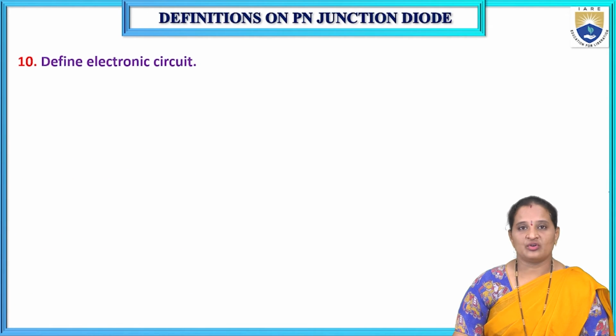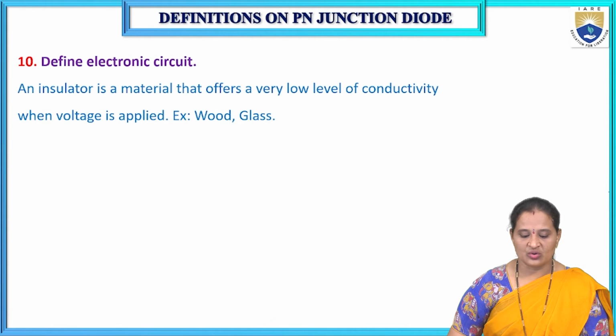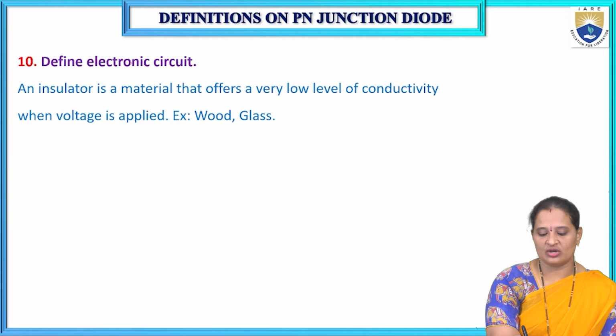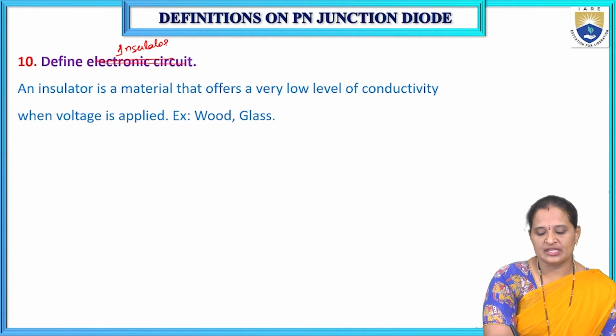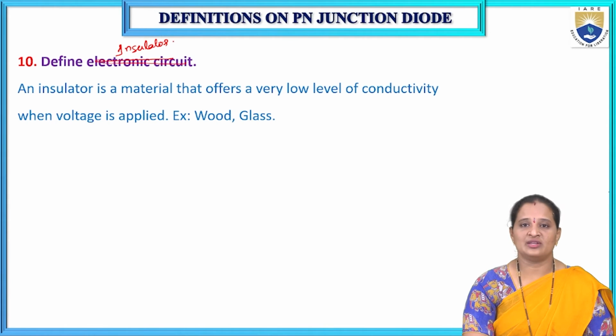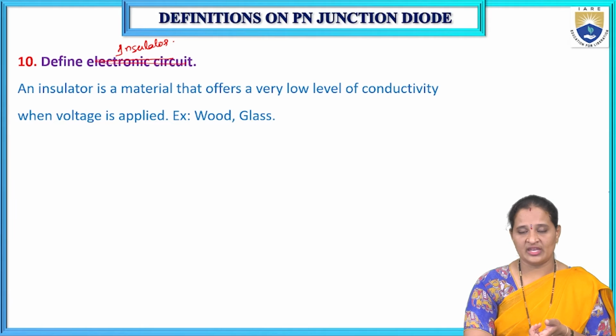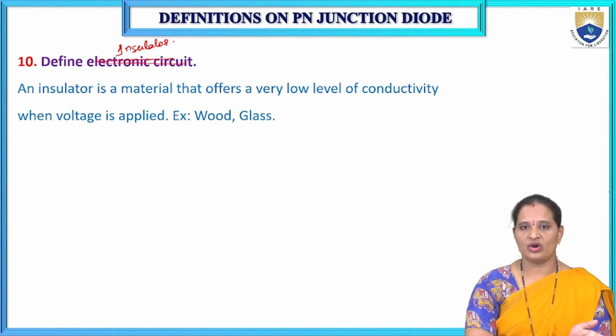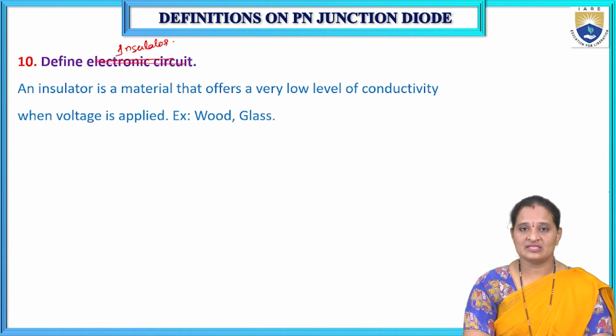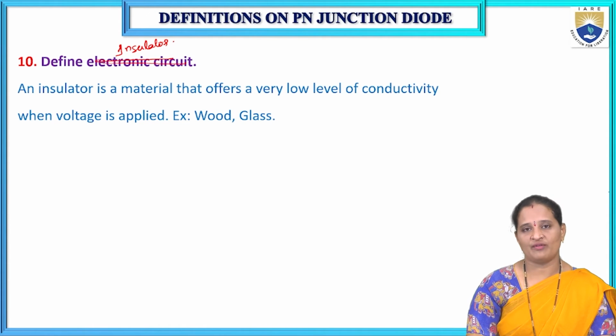Now coming to the insulator. Define insulator. So what is an insulator? An insulator is a material that offers a very low level of conductivity when a voltage is applied. For a conductor, conductivity is very high. A semiconductor has moderate conductivity that lies between the conductor and insulator, whereas an insulator has a very low level of conductivity.